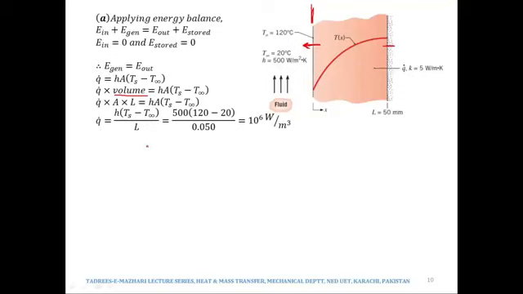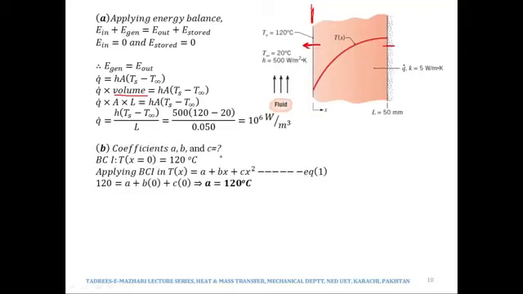Now in the second part we need to find the values of A, B and C. In order to find the values of A, B and C, we have to apply the boundary conditions. This is what we were told in part B. Now what are boundary conditions? Boundary conditions means the things that we know. So what do we know in this particular problem? We know several things. For example, the first thing that we know is the temperature at this surface is 120 degrees Celsius, which means that at x equal to 0, temperature is 120 degrees C.